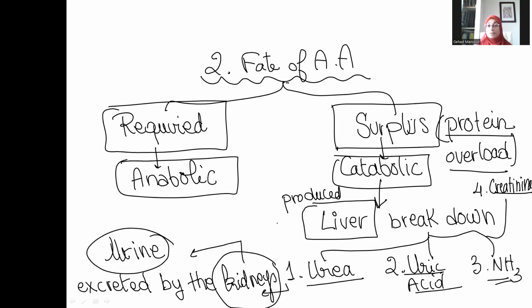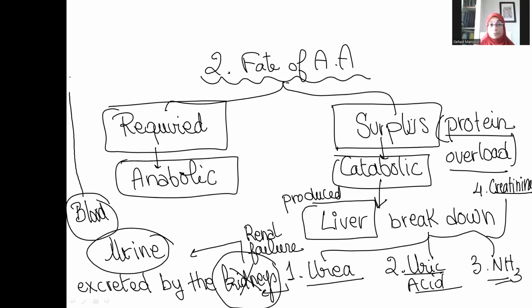If the kidneys fail to do their function, we call this renal failure, or فشل كلوي. If the kidneys fail to excrete these substances, both kidneys, because if only one kidney fails, the other kidney can make up. But if both kidneys fail completely to do their function and fail to excrete these substances in urine, then these substances will be accumulating in the blood.